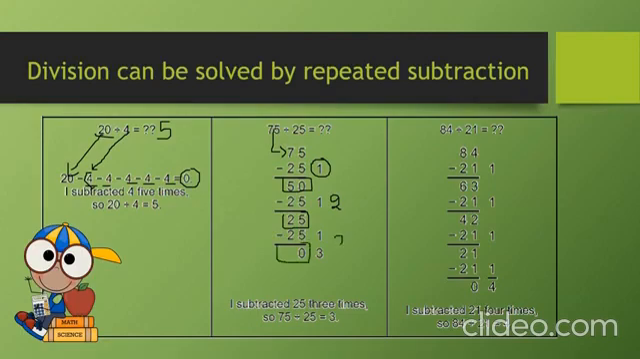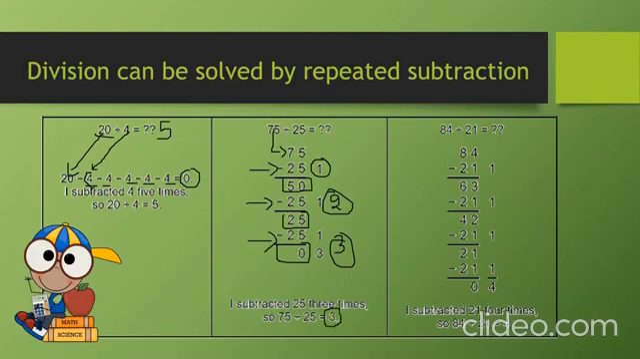So here we have the third one. And I subtracted 25 three times. 1, 2, and 3. So I subtracted 25 three times. So 75 divided by 25 equals 3.